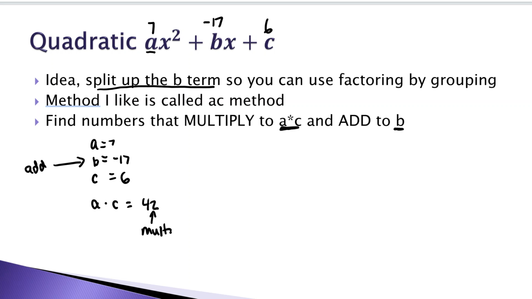Now, it's not always easy to see these right away, so here's what I do: I go number 1, number 2, sum. So if my first number is a 1, remember they have to multiply to 42, so my second number would have to be 42. 1 plus 42 is 43. That's not equal to B. B has to be negative 17, so that won't work.